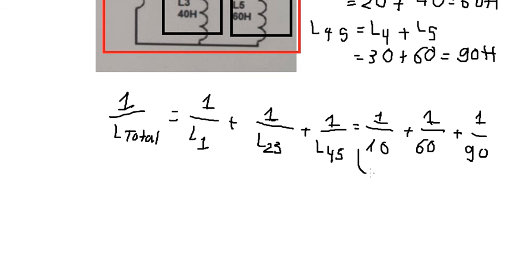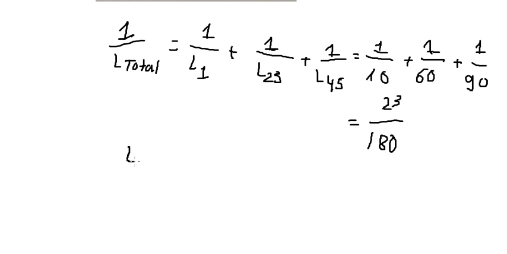We calculate this number and we get 23 over 180. So we can find L total. That should be 180 over 23 because this is in the denominator, so if we want the numerator, this one will swap. That's why we have 180 over 23.